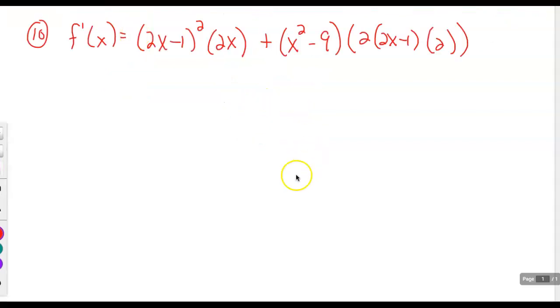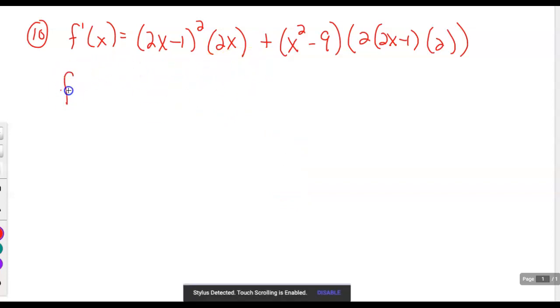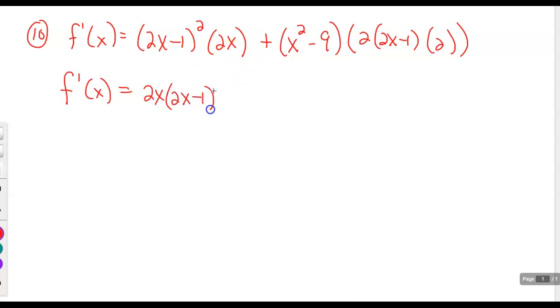Okay, so I figured that out, and I also wrote the derivative for number 10. In number 10, you have to use both the product rule and the chain rule. So there's the derivative. I'm going to clean this up a little bit and multiply some stuff out. I'm going to bring this 2x in front because it makes more sense to me that way. And over here, I'm going to do 2 times 2 and get 4. And then I have my 2x minus 1, and then x squared minus 9. Now, you don't actually have to do that step, but it's a little bit easier for me.